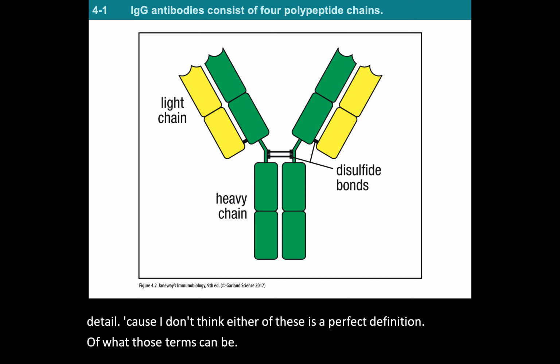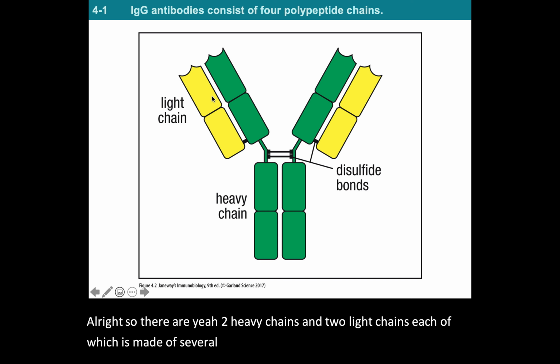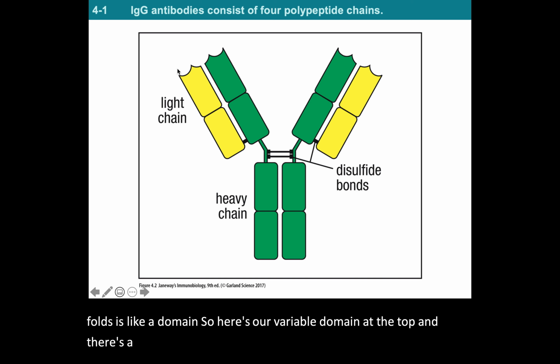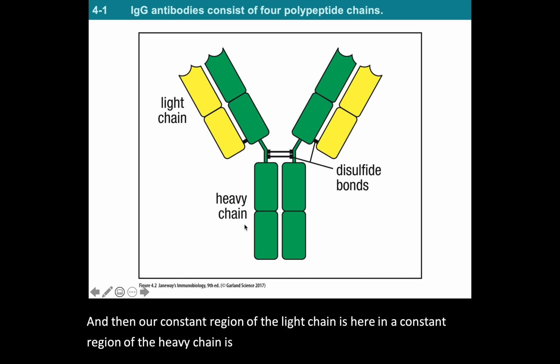All right, so there are 2 heavy chains and 2 light chains, each of which is made of several domains, and each of these immunoglobulin-like folds is like a domain. So here's our variable domain at the top, and here's our variable domain of the heavy chain and of the light chain. And then our constant region of the light chain is here, and our constant region of the heavy chain is this entire 3-domain piece.